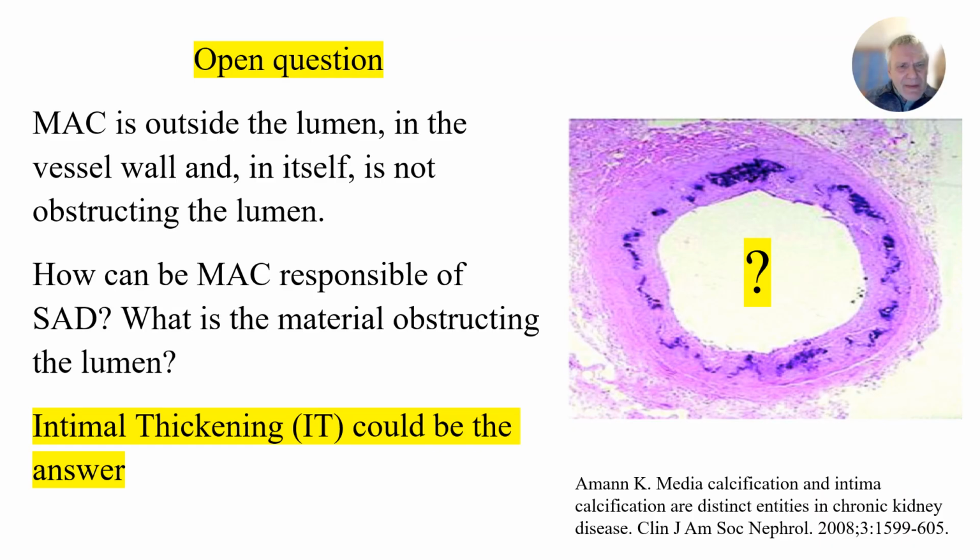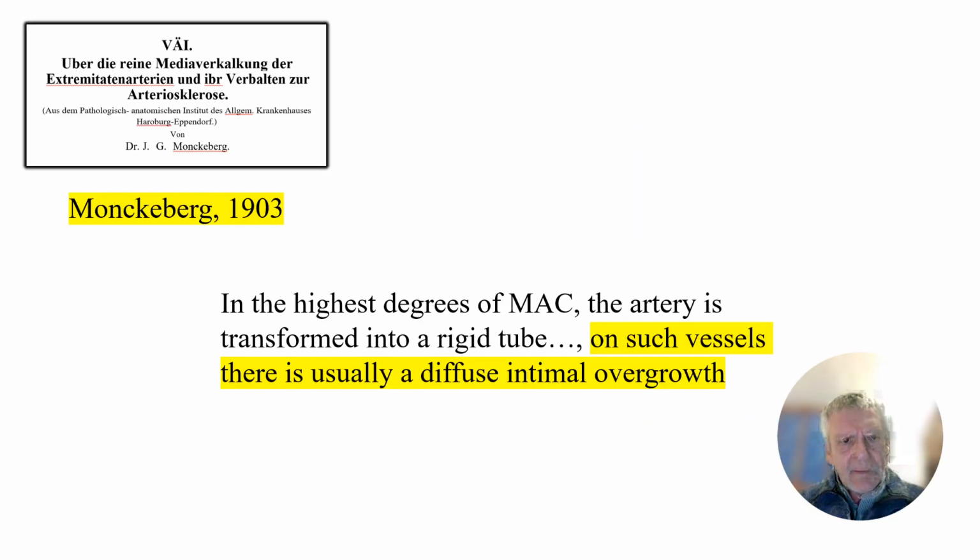There is an open question, because MAC, medial artery calcification, is outside the lumen in the vessel wall and in itself is not obstructing the lumen. How can MAC be responsible for SAD? What is the material obstructing the lumen? I think that intimal thickening could be the answer.